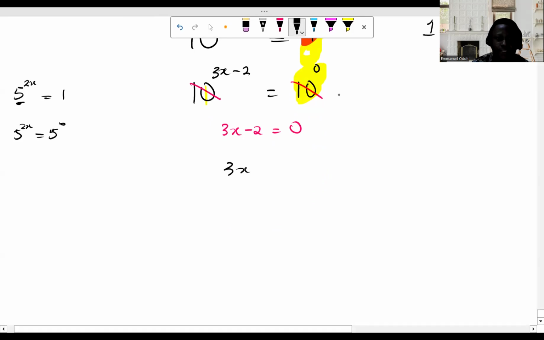So we have a simple equation now. So we have 3x, take 2 to the other side, we have plus 2. So x becomes 2 over 3. So that's the value of x, and we've solved that equation.